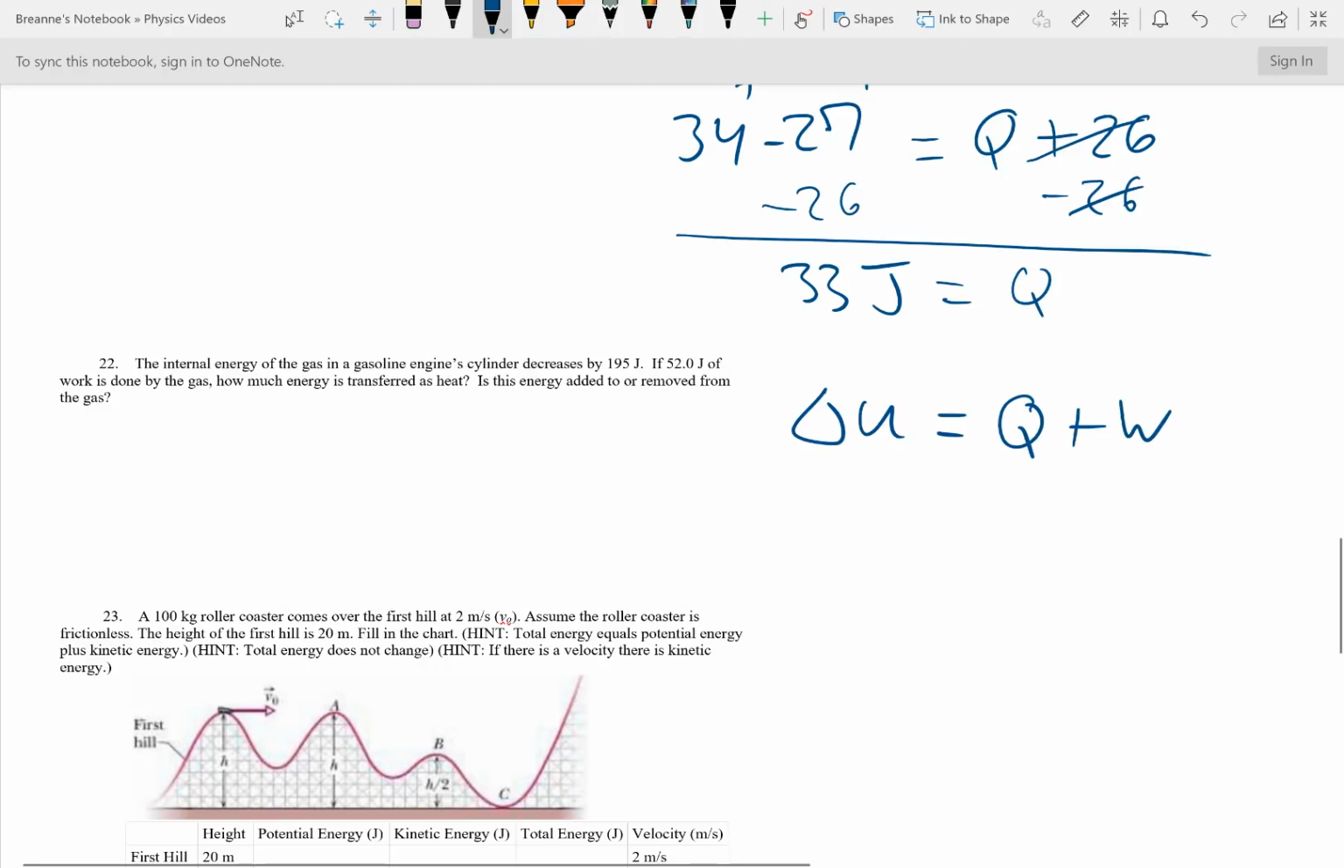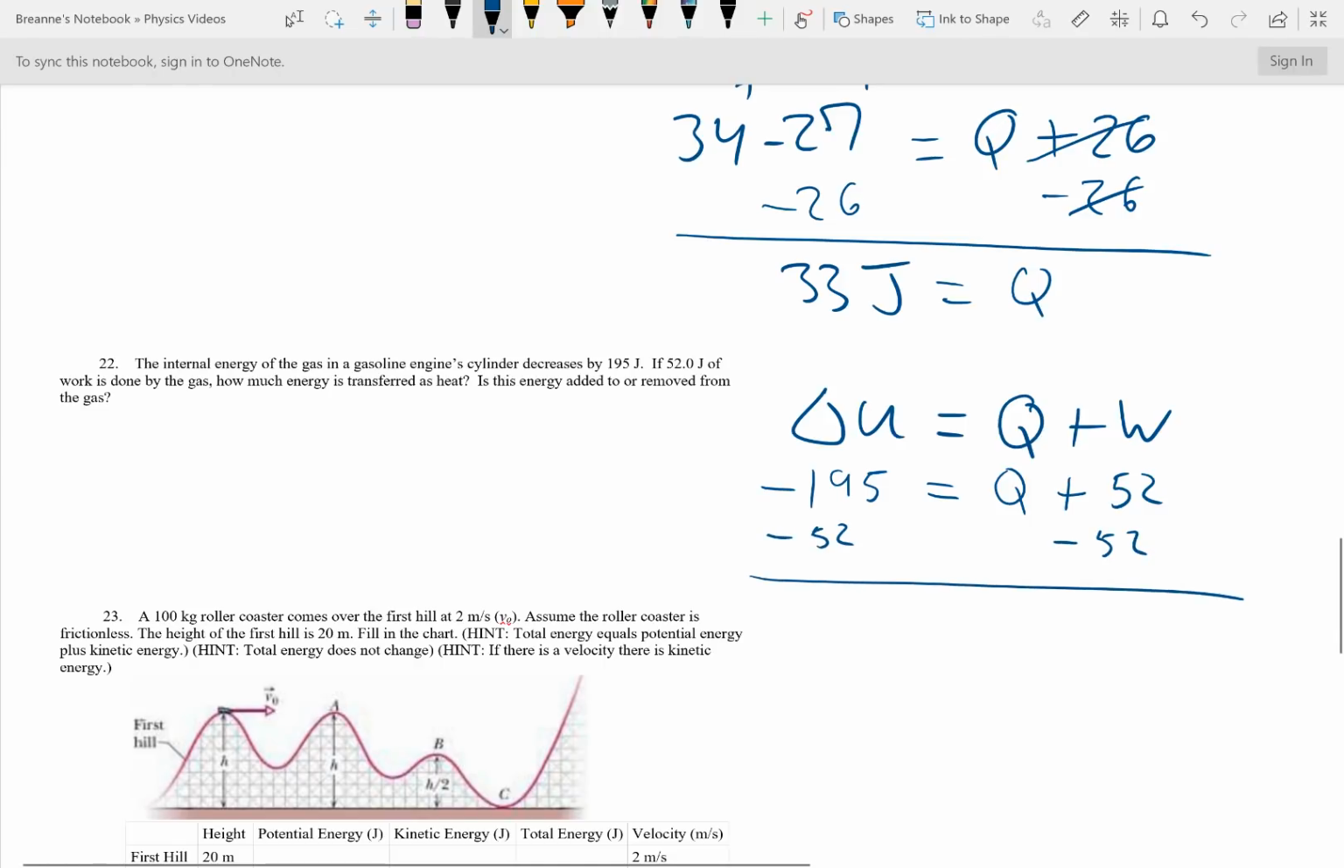So again, you're using your change in internal energy equals thermal energy plus work. So that's your delta U equals Q plus W. So it decreases by 195. We're looking for Q. And it says how much work is being done is 52. So how much energy is transferred as heat? That is a lot of heat being transferred.